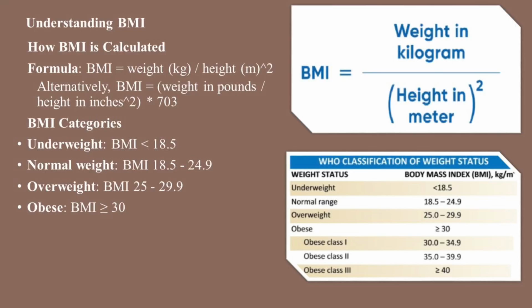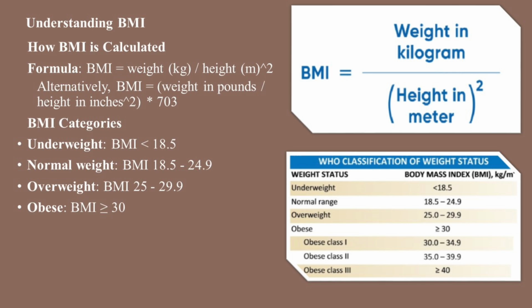Understanding BMI. How BMI is calculated. Formula: BMI is equal to weight in kilograms over height in meters squared. Alternatively, BMI is equal to weight in pounds over height in inches squared.